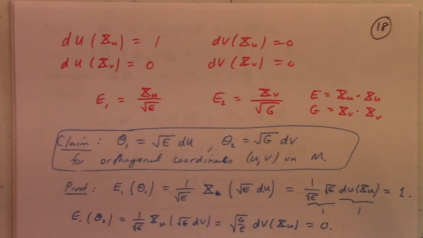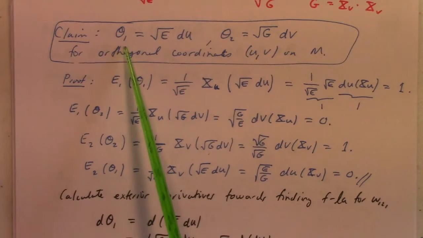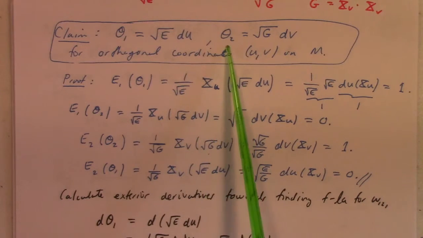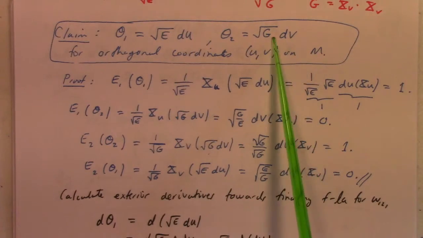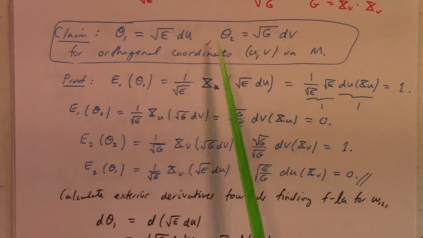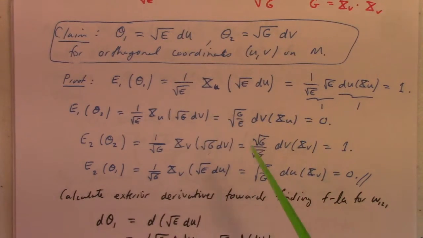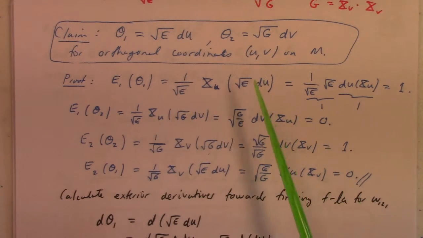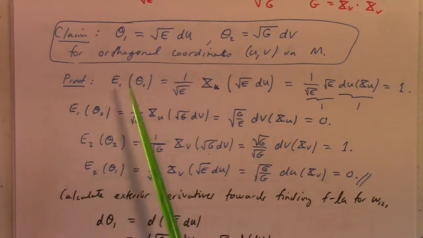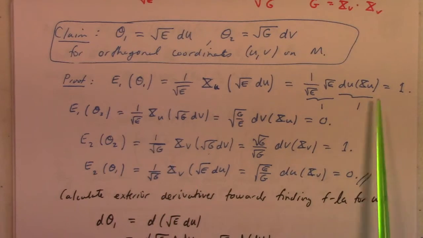So the claim then is that theta 1 you can get from the square root of E times du, and theta 2 is the square root of G times dv. Now, this is where I really should probably have du tilde and dv tilde, because these are forms on the surface, and you might complain that du and dv are forms on the parameter space down in R2, but that's the abuse of notation. Anyway, I'm just following O'Neill, so it's all his fault.